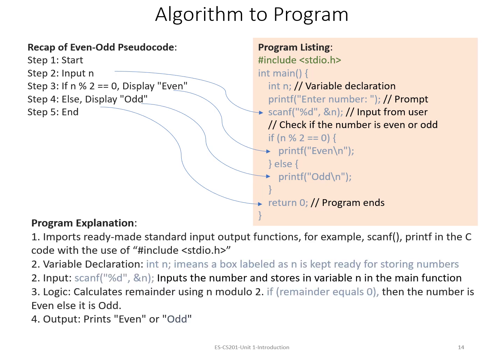Program explanation. 1. Imports ready-made standard input-output functions, for example, scanf, printf in the C code with the use of #include. 2. Variable declaration, int n, means a box labeled as n is kept ready for storing numbers. 2. Input, scanf %d and n, inputs the number and stores in variable n in the main function. 3. Logic, calculates remainder using n modulo 2. If remainder equals 0, then the number is even else it is odd. 4. Output, prints even or odd.